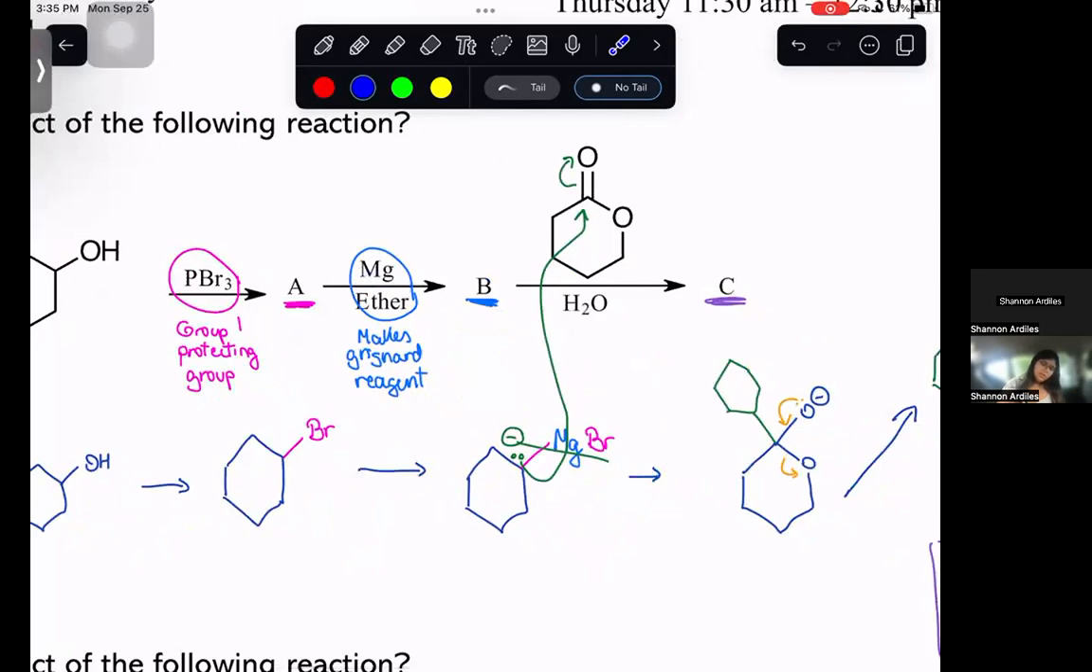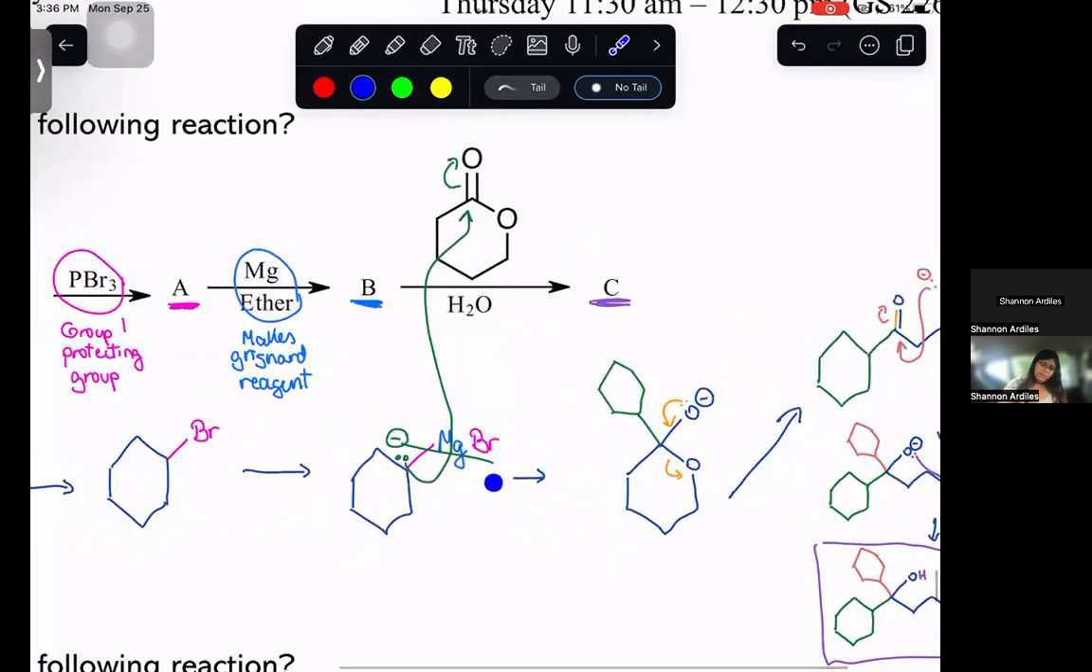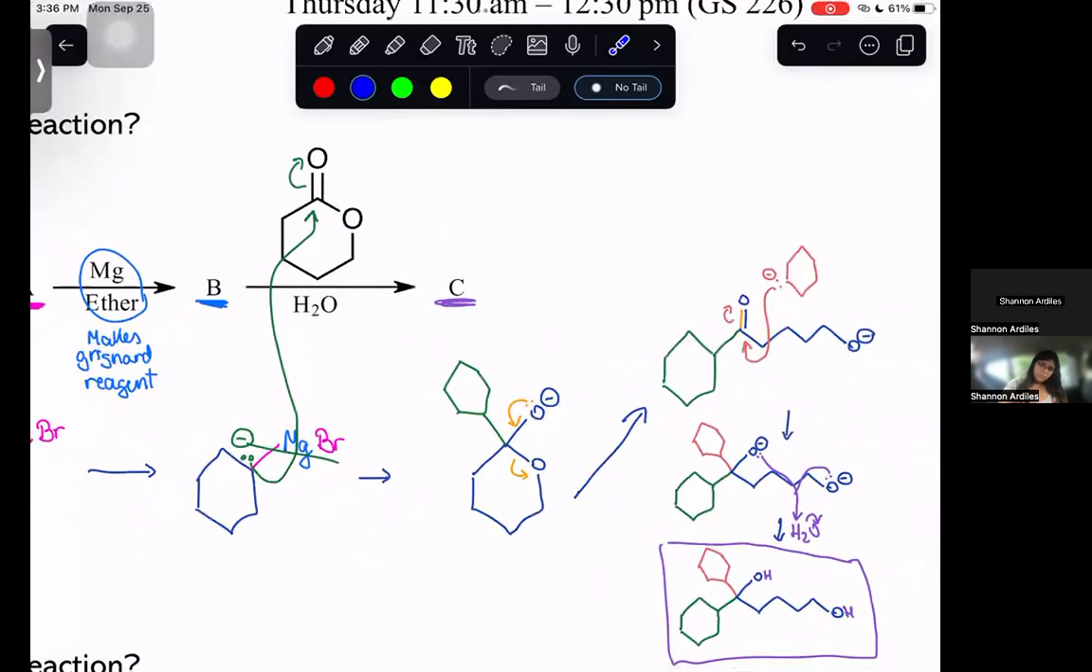Next step is with Mg and ether. Mg and ether always makes a Grignard reagent, so that magnesium is just getting in between carbon and bromine. So that's how we have this little guy. Now, after that, we have our Grignard reagent, and we're reacting with an ester. So we're going to do a reduction. Remember, MgBr goes away, you're left with the nucleophile part. You attack that delta positive, push up the electrons. This is what you form.